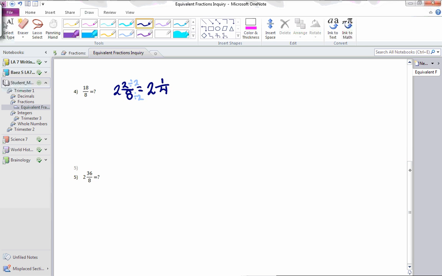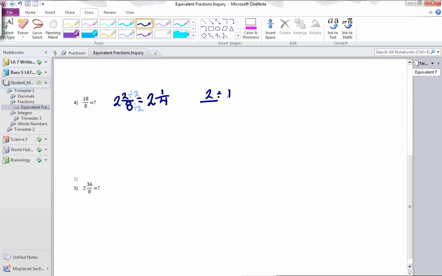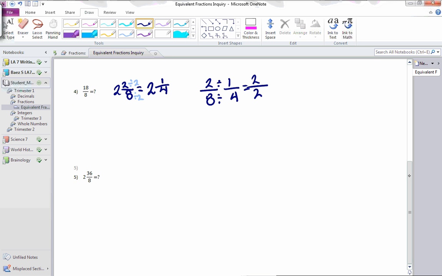And now do you want to check it? So I'm just going to not use the whole numbers, 2 divided by 1, and then 8 divided by 4. That would be 2 divided by 1 is 2, and 8 divided by 4 is 2, so that would be the answer. And now we're going to figure out how we would answer this one.